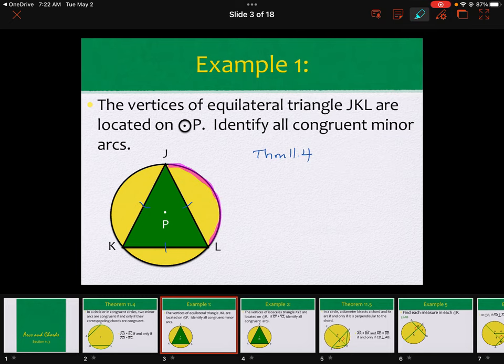So that purpley looking arc, this blue arc, and then we'll go with a green arc. Those arcs have to be congruent. I'll take a second and put some slash marks on them too so you can see that they're congruent. So that's a good way to identify them, but you can also name them if you wanted to. Arc JL is congruent to arc KL, and that's congruent to arc JK. That's how you would write it.